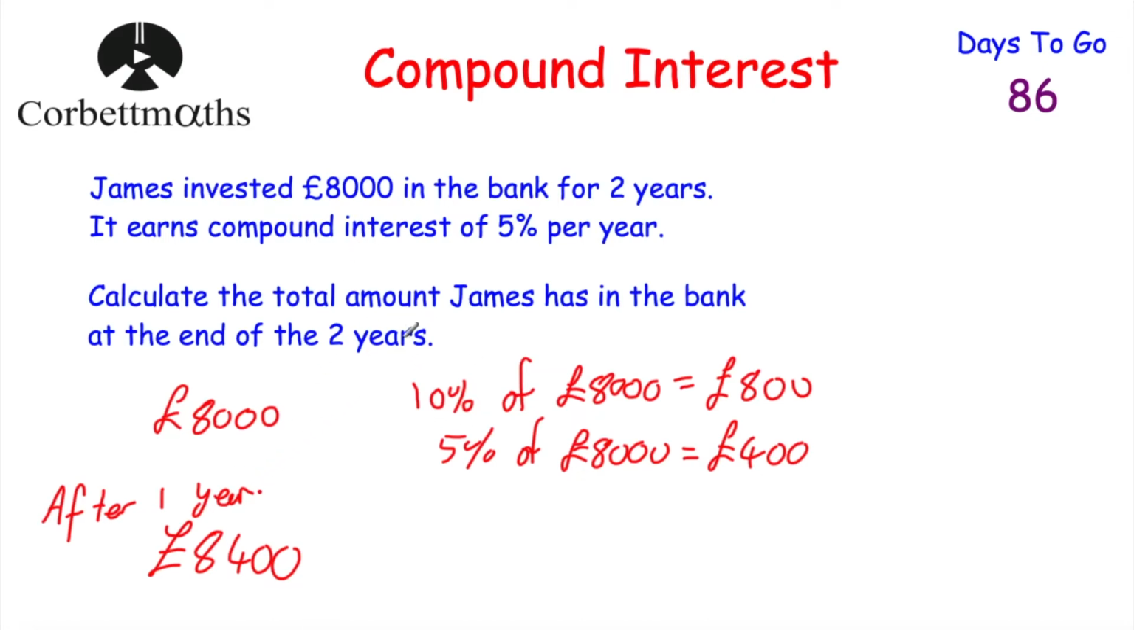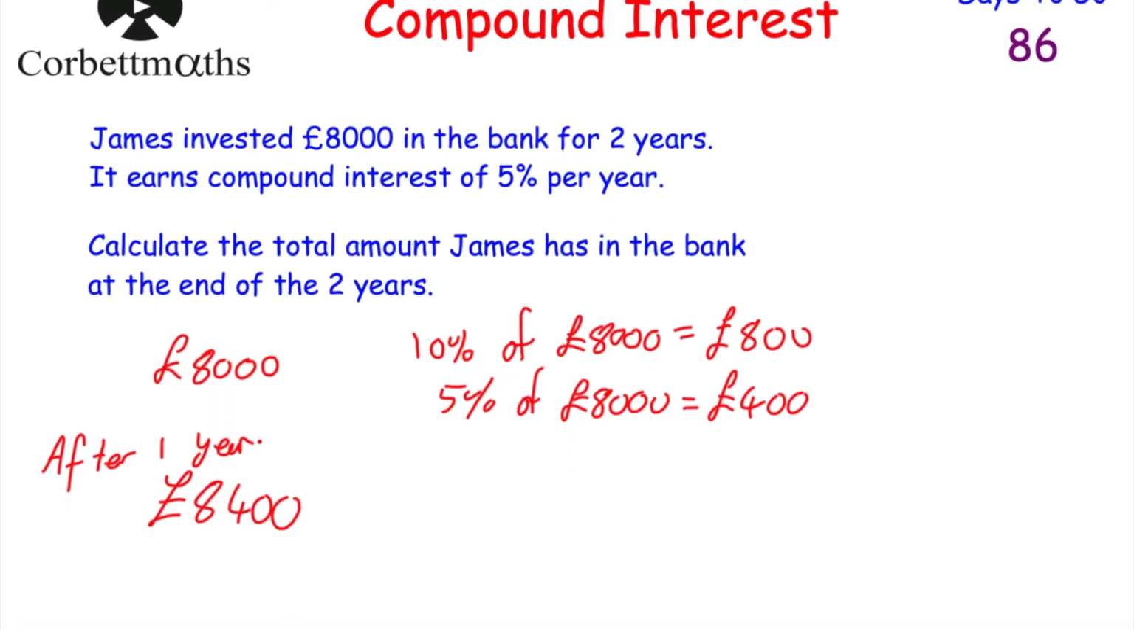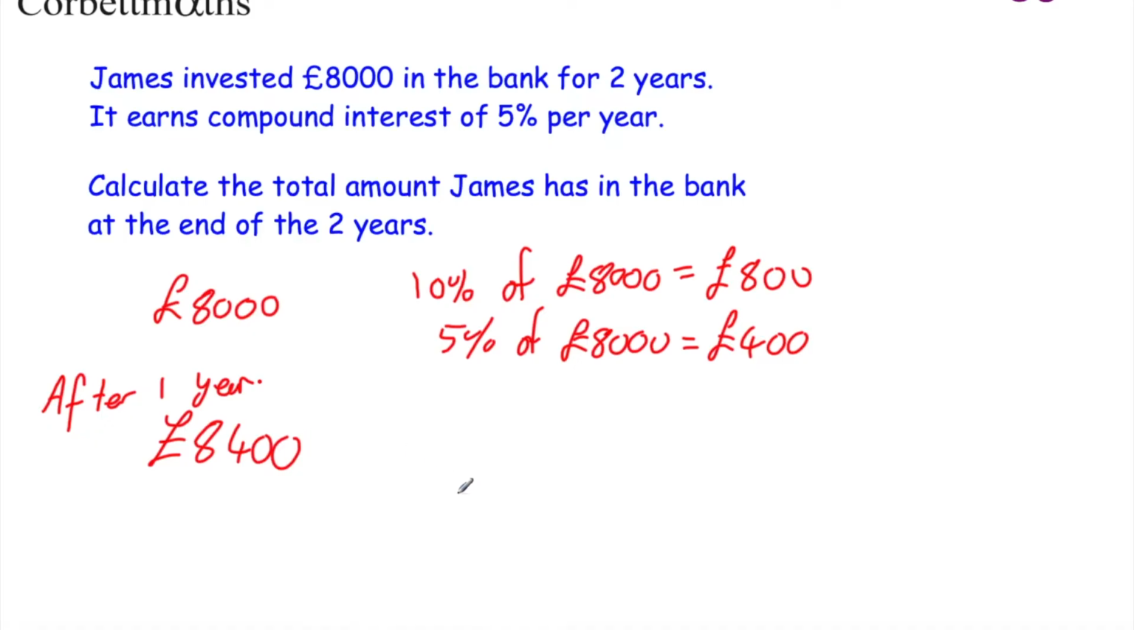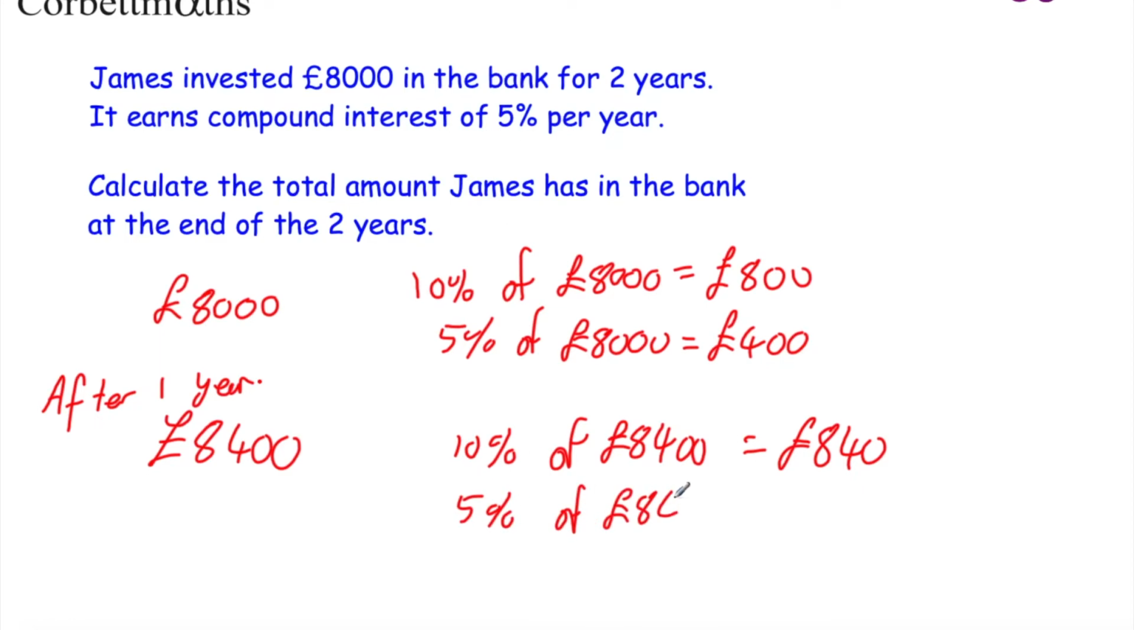Okay, so that's how much money James has in the bank after 1 year. We now want to find out how much money James has in the bank after 2 years. Because it's compound interest, to work out how much money he has in the bank after 2 years, the bank now work out 5% of this amount of money. So we now need to work out 5% of 8,400 and add that on. That's how much money he'll have in the bank after 2 years. So let's get 10% to begin with. 10% of 8,400, divided by 10, would be £840. That's 10%, we want 5%, so we're going to half that. So 5% of £8,400 would be £420.